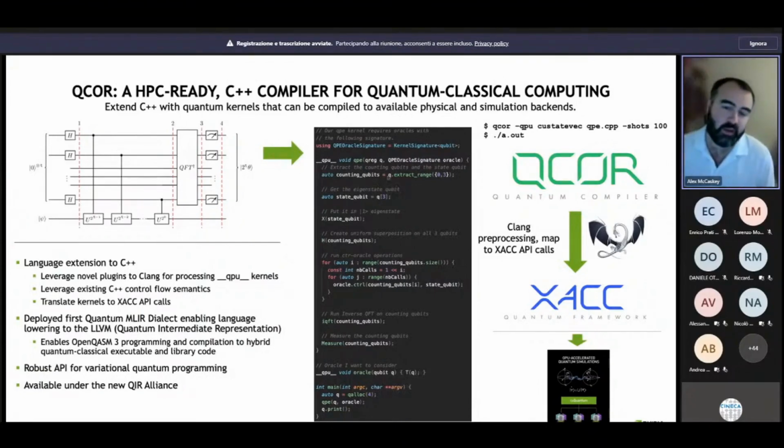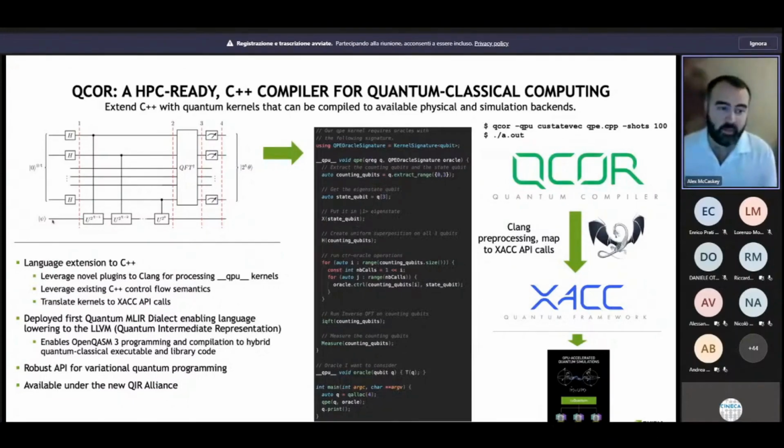Here I have a phase estimation function, QPE. It takes a register, and it takes a general kind of oracle function, the unitary that we'd like to apply as part of this phase estimation algorithm. It's annotated with this QPU attribute to note that it's meant to be compiled and executed on the attached quantum accelerator, be it physical or simulation. And then the rest of the code really just follows what you see here in the picture, right?